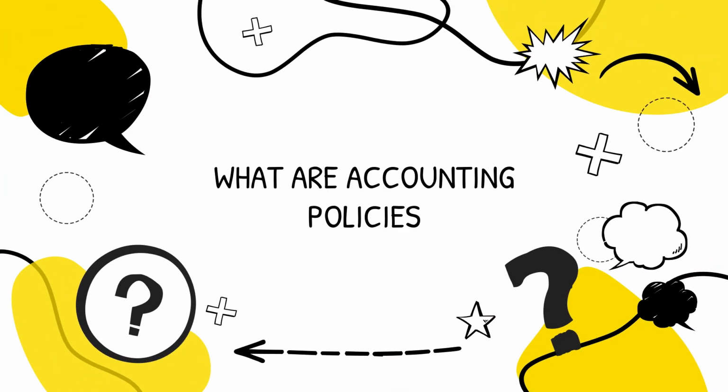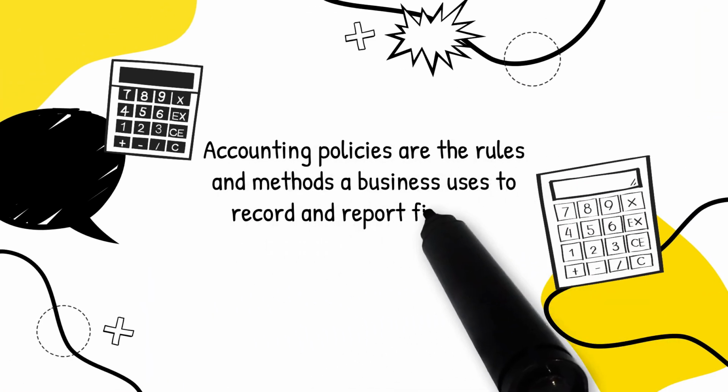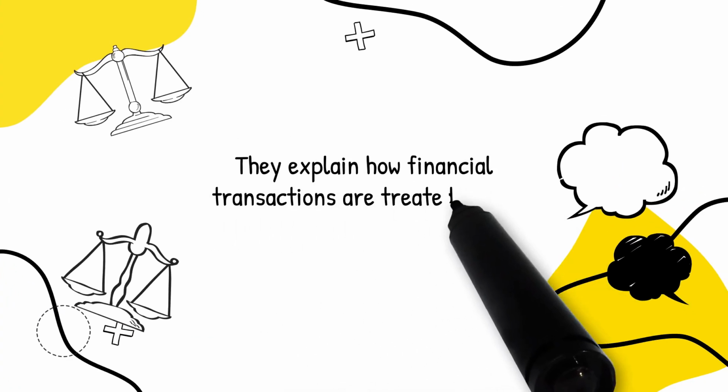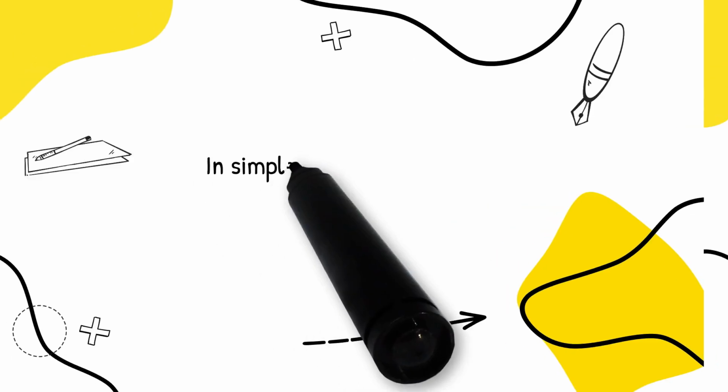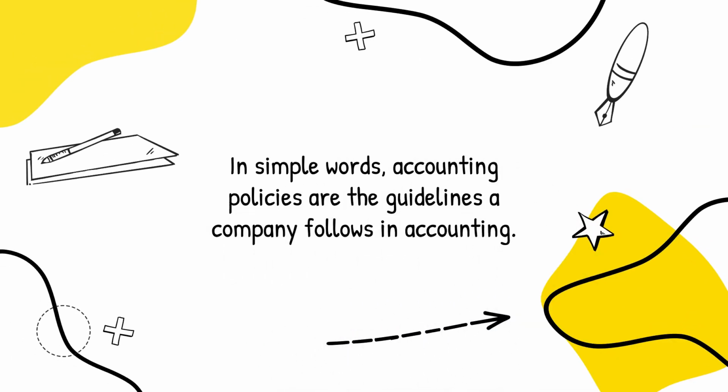What are accounting policies? Accounting policies are the rules and methods a business uses to record and report financial information. They explain how financial transactions are treated in the accounts. In simple words, accounting policies are the guidelines a company follows in accounting.